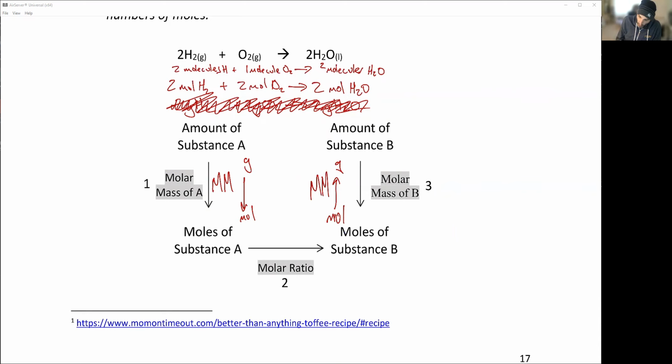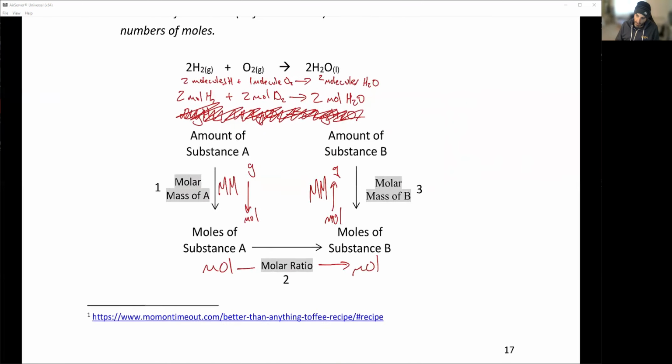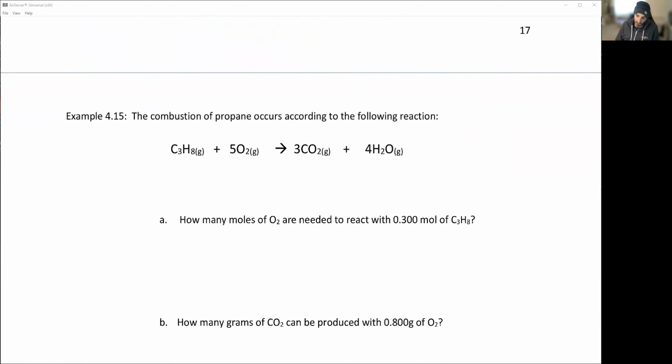And when we want to go back and forth between moles of one thing and moles of another, we're going to use the molar ratio. The molar ratio is going to come from the balanced chemical equation. Okay, so let's take a look at how this actually looks in practice.